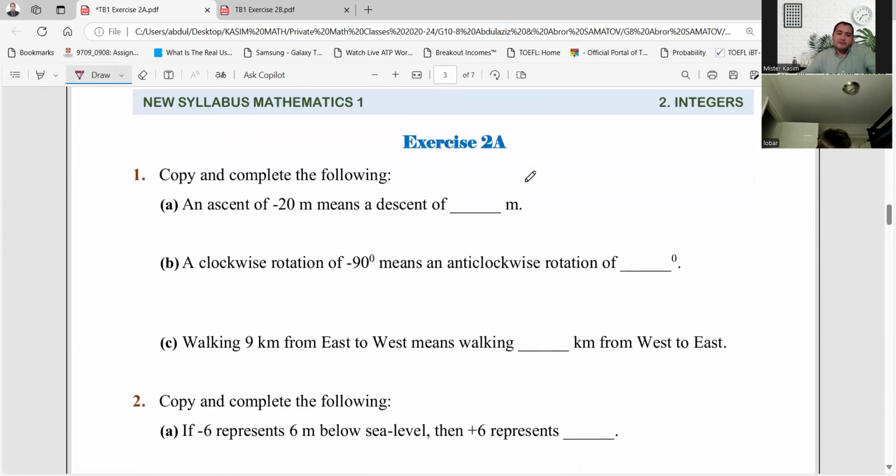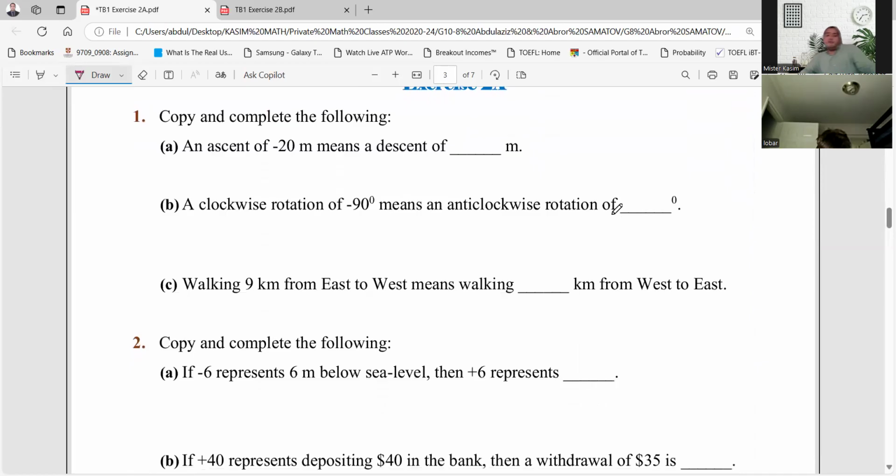Okay. Now it says copy and complete the following. Now about the use of integers. You see, where do we use negative numbers, Abror? For example, let's say you spend money, you save money, right? How do I show your expenditure? You're spending money, right? Actually, we use negative numbers. How about your saving? Positive numbers.